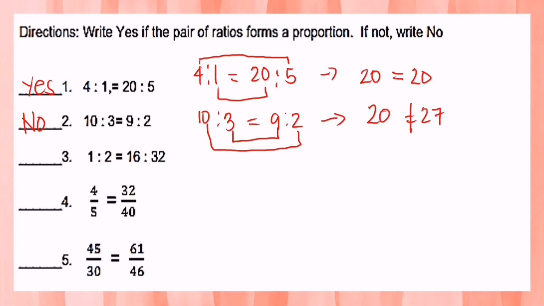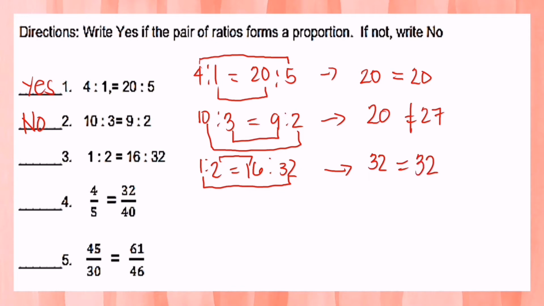Number 3. 1 is to 2 is equal to 16 is to 32. Same process. Multiply the means and extremes. So 1 times 32 is equal to 32. 2 times 16 is equal to 32. So equal siya. Ibig sabihin, 1 is to 2 and 16 is to 32 is a proportion. So, yes. So number 4, 4 is to 5 is equal to 32 is to 40.